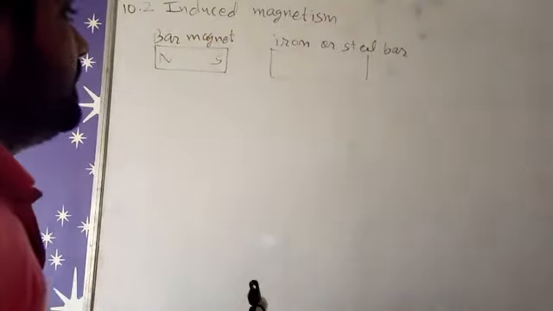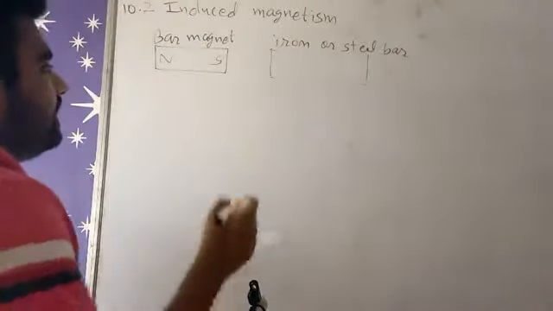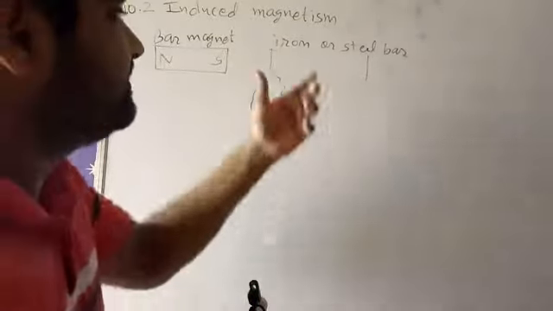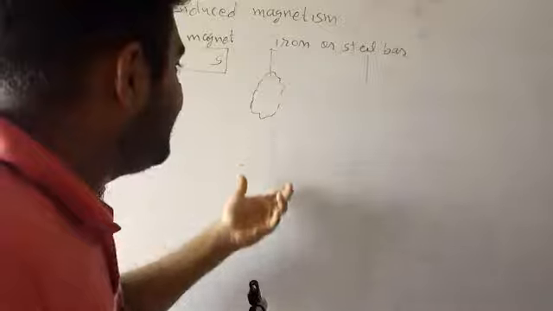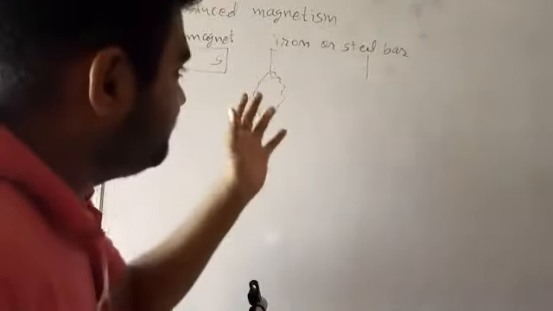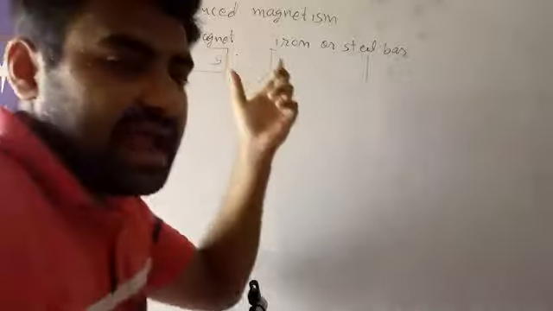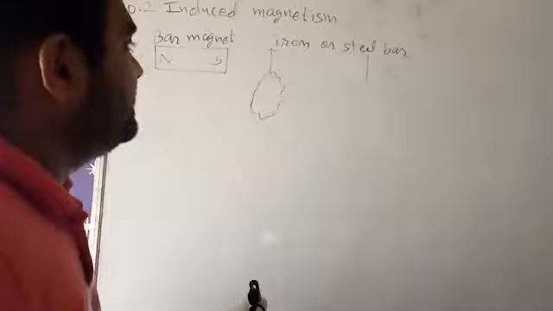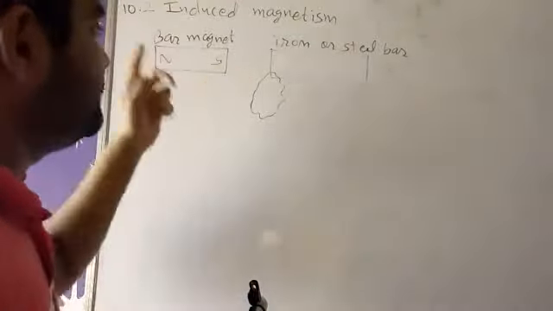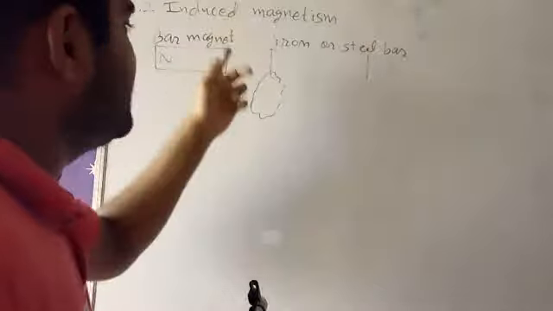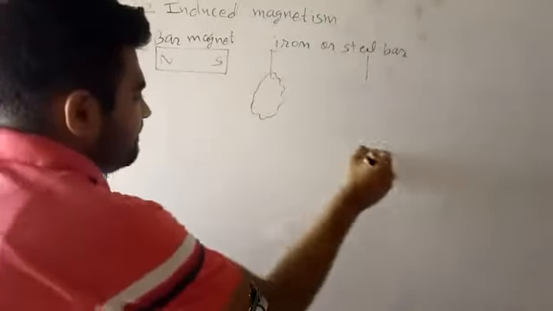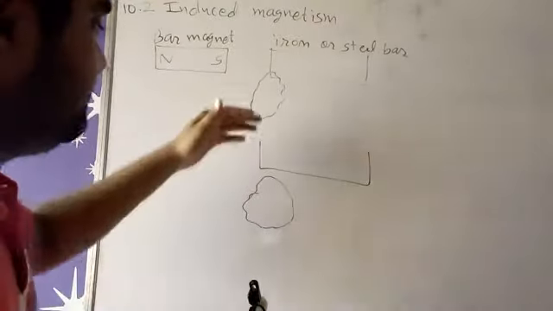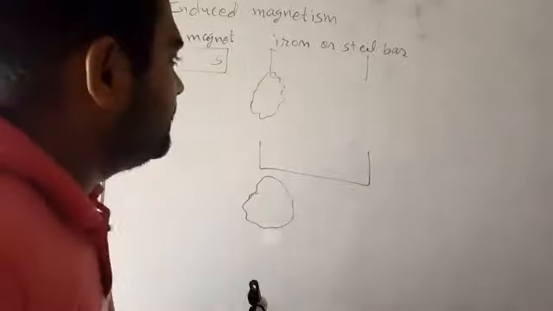Now if we have some iron filings, and whenever we keep those iron filings near this steel bar, the iron filings are attracted towards this steel bar. The steel bar is not a magnet now, but still the iron filings are attracted towards it. So why does this happen? This happens because of this magnet. Now further, if we remove this magnet, what happens? The iron filings are no longer attracted; they are far away.